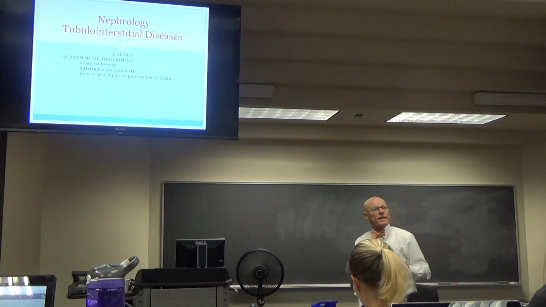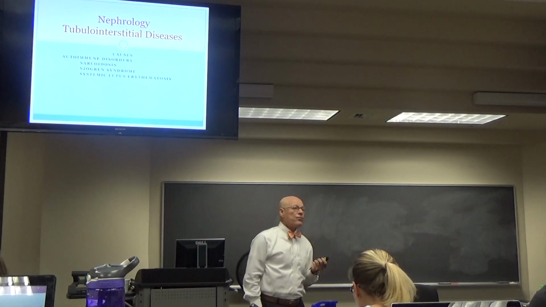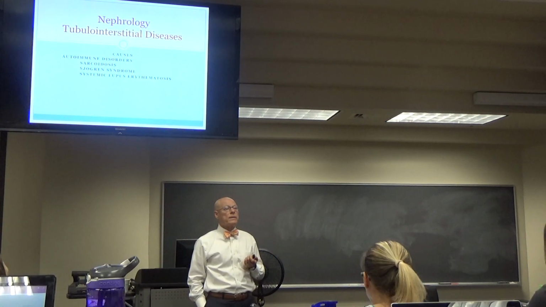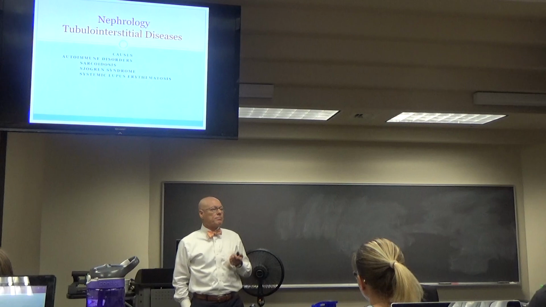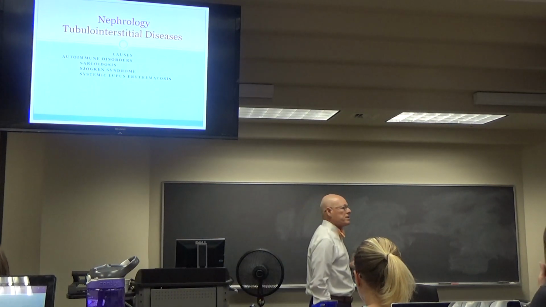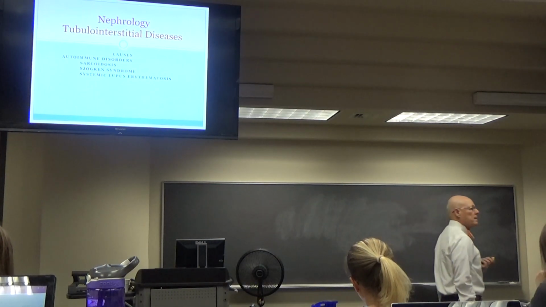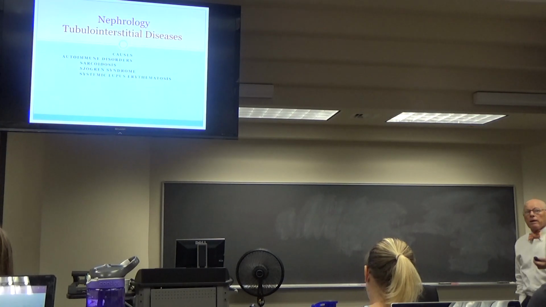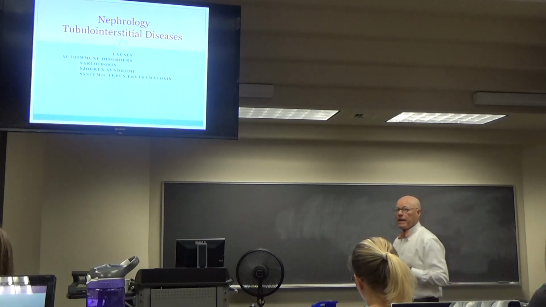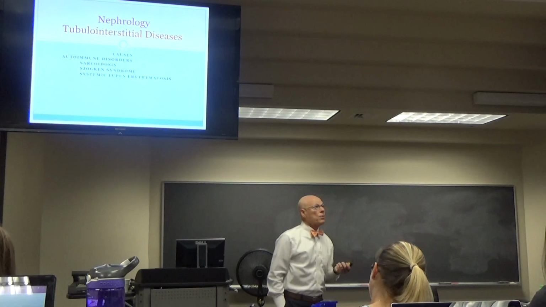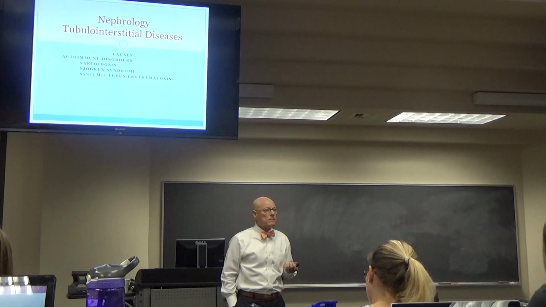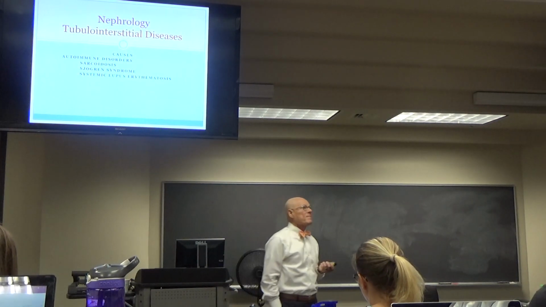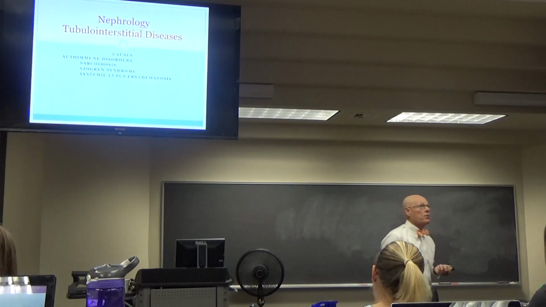sarcoid, Sjogren, and SLE. Have you studied sarcoidosis at all in pulmonary? So sarcoidosis usually presents primarily as a lung disease, but it can present as a renal disorder. And Sjogren syndrome, how do these people present? Dry mouth, dry eyes. It can affect the tubular interstitial.